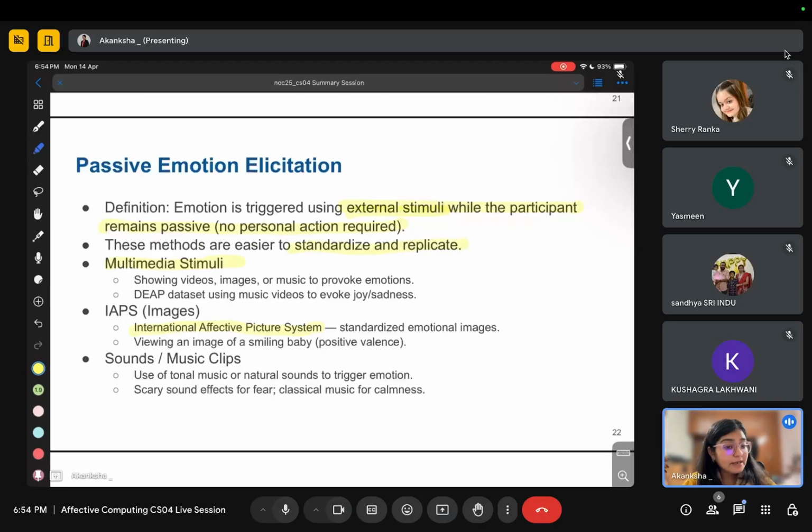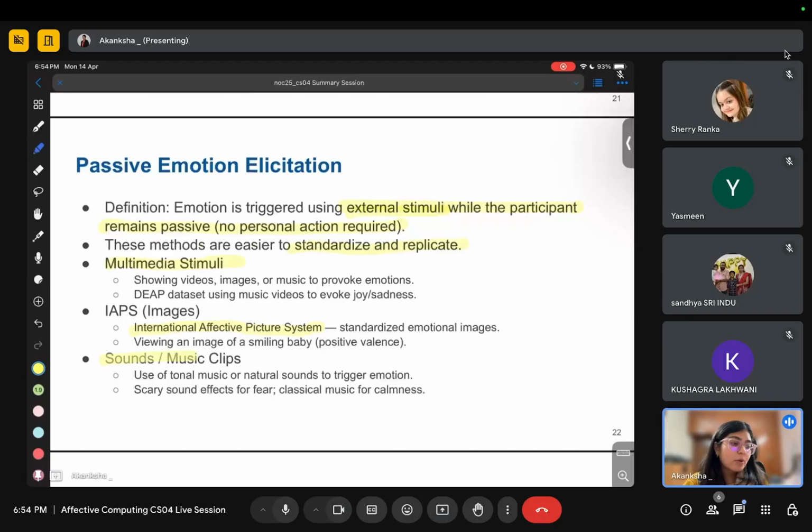But then there can be an image where somebody's hand is cut and blood is flowing. So it is very disgusting. You might even feel fear. So there are some standard images to induce some standard emotions. So then you can capture the response. But you are not actively participating. You're just passively watching the videos or the stimulus.